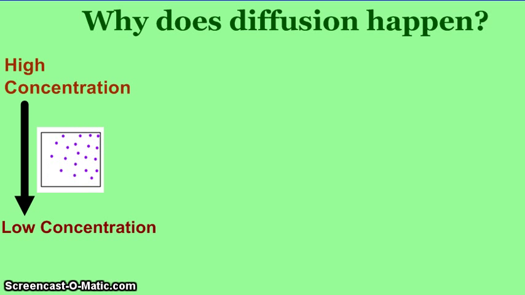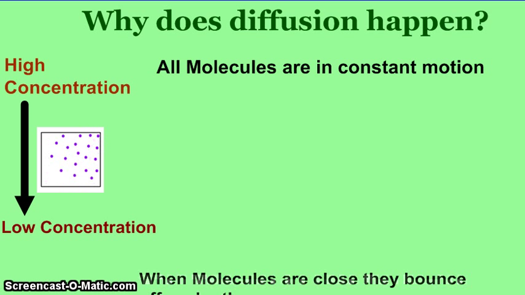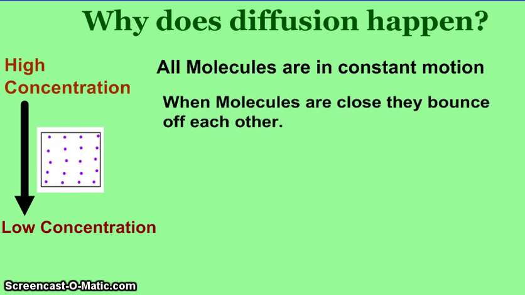And there are three principles that control this. The first that you need to understand is that all molecules are in constant motion. Okay? All molecules are moving at all times. When molecules are close together, they're going to be bouncing off each other. And this makes sense. As you're closer together, you're more likely to run into another molecule and then be pushed away from each other. The farther apart you are, the less likely you are to run into each other.